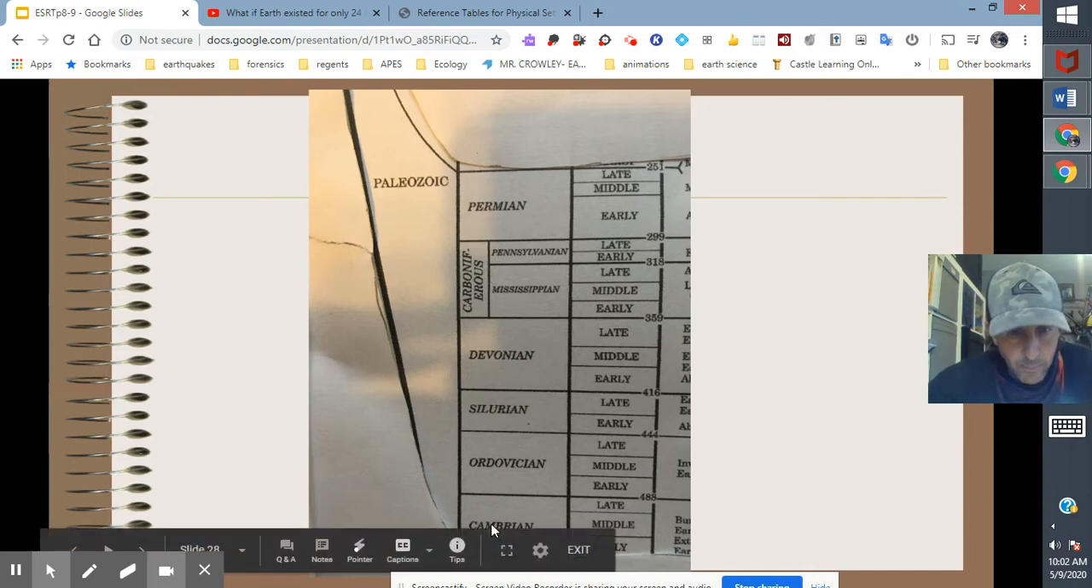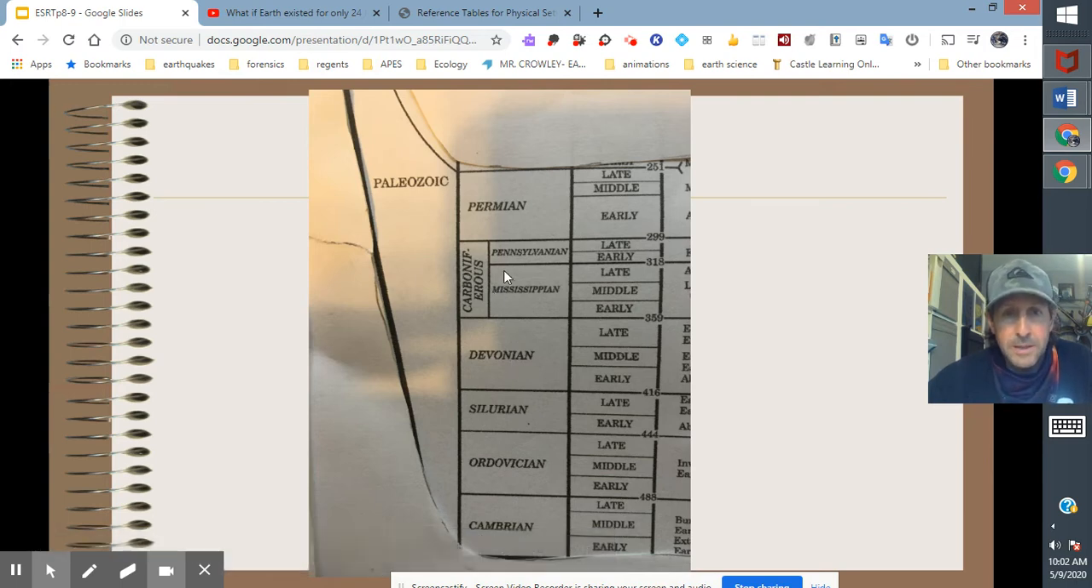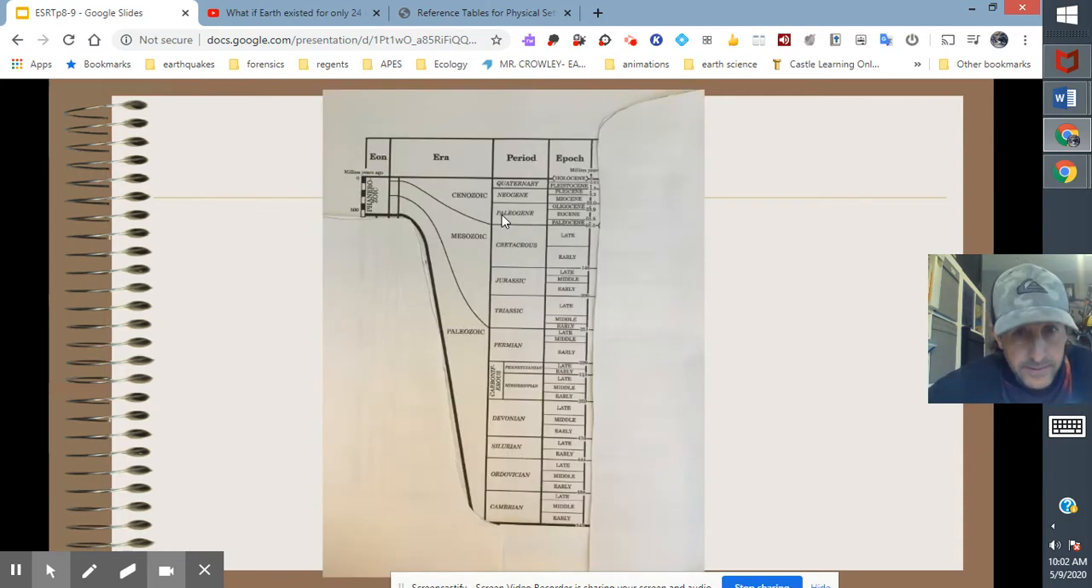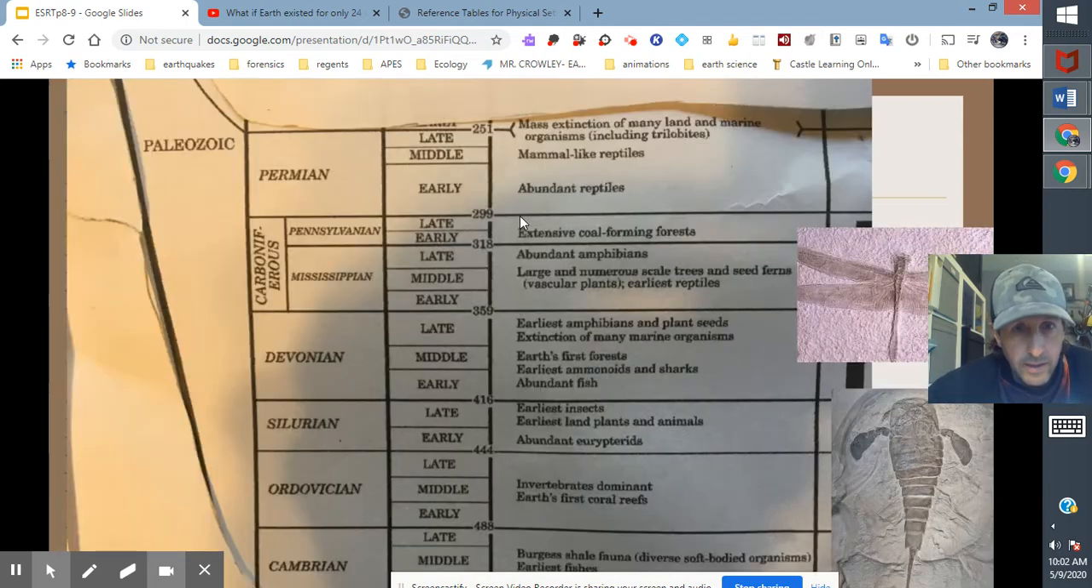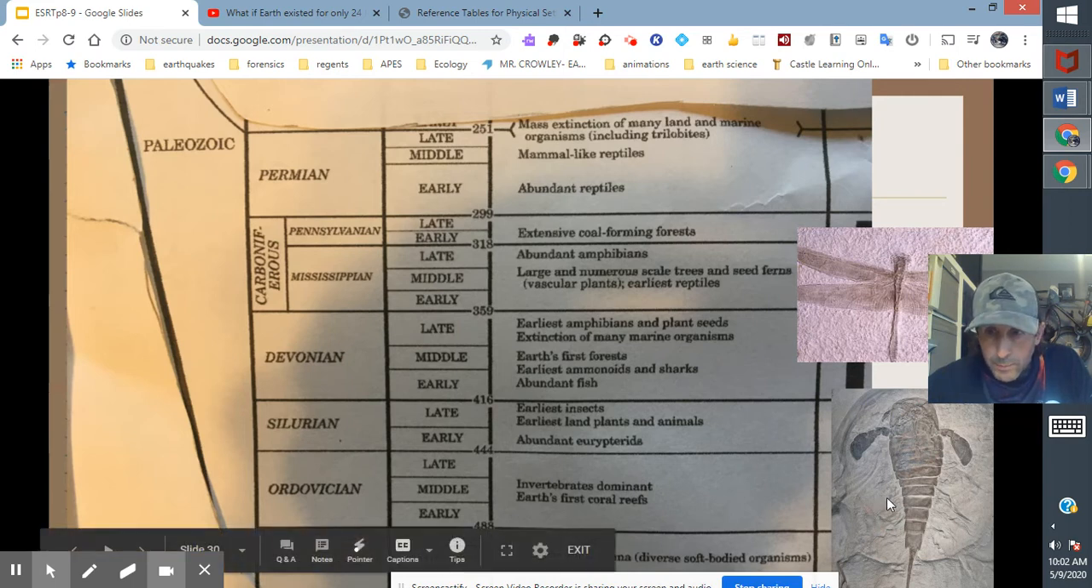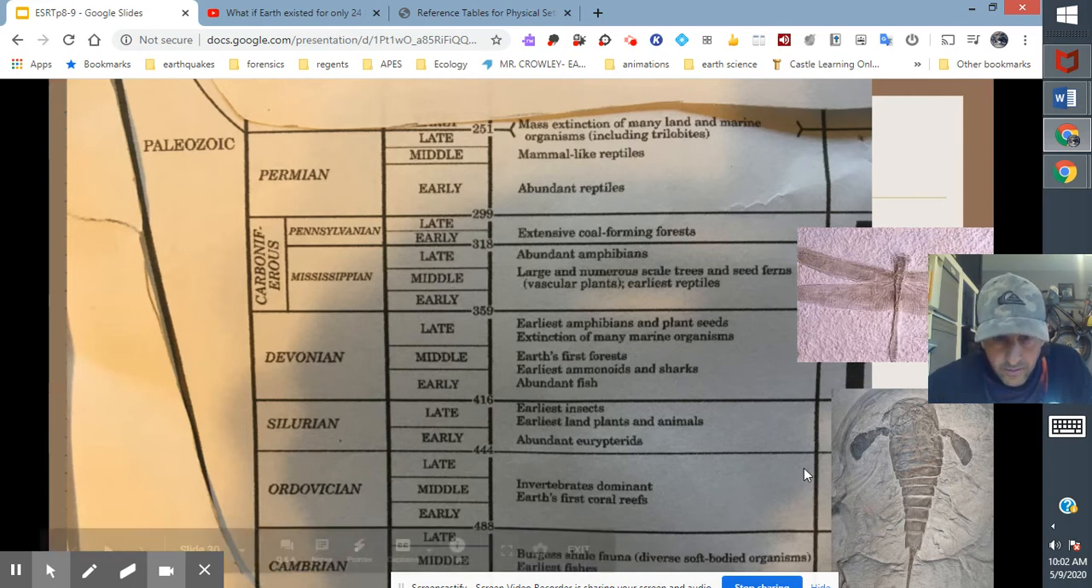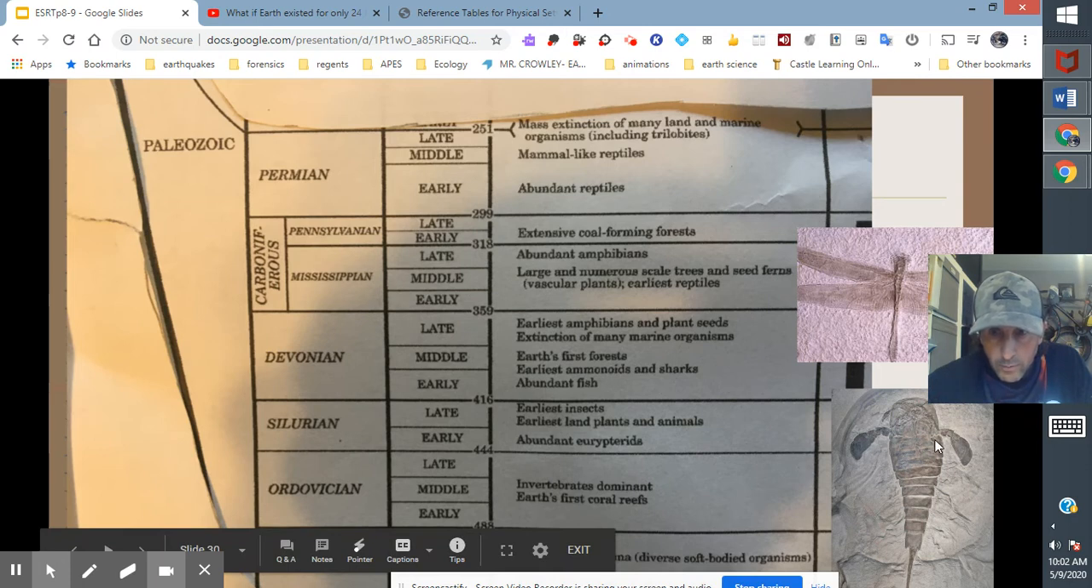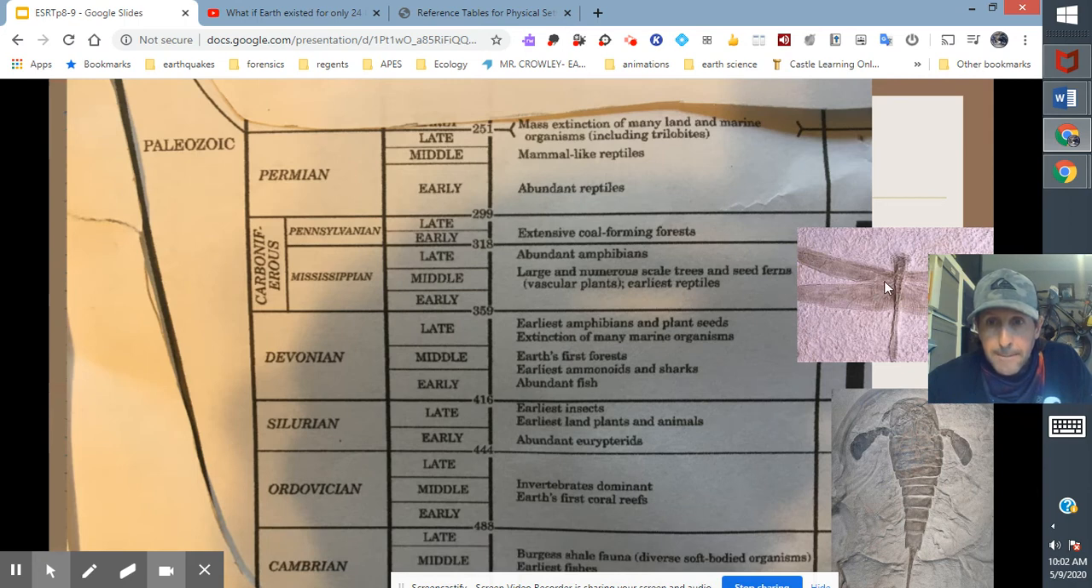Okay? Cambrian, Ordovician, Silurian, Devonian, Carboniferous, broken up into Mississippian and Pennsylvanian, and Permian. Okay? You can see right there, I added that slide there. A little close up here. And you can see this is the life on Earth during the Paleozoic. The Eurypterid New York State fossil, right? You can see abundant Eurypterids. That's the Eurypterid right there, which you'll also see along the bottom. Here's a fossil of an insect.